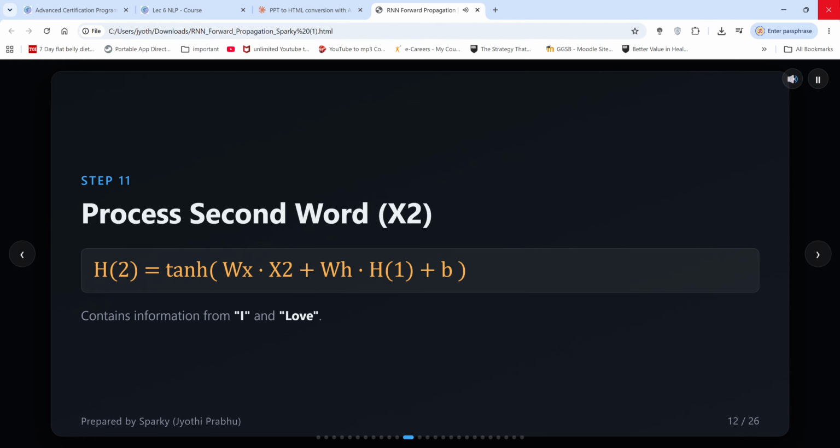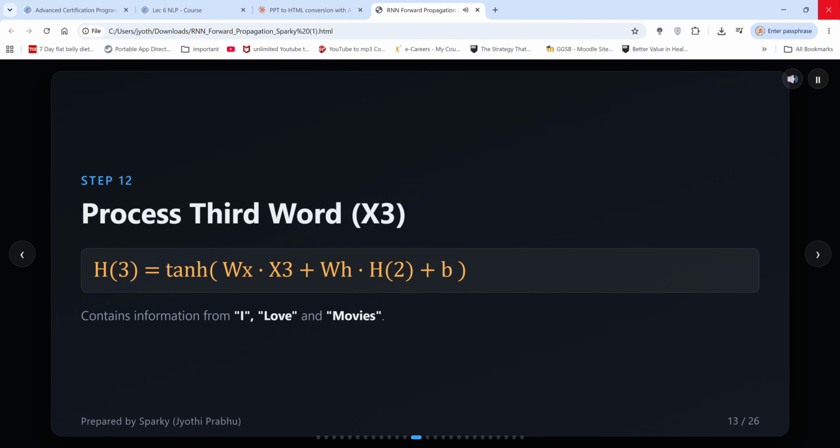Now we process the second word, love. The formula becomes, h2 equals tanh of Wx·x2, plus Wh·h1, plus b. Notice the new term, Wh·h1, this brings in memory from the previous step. So h2 now contains information from both I and love.